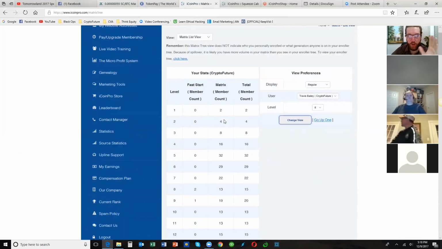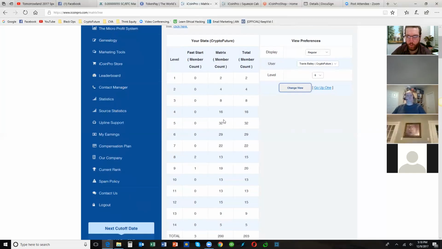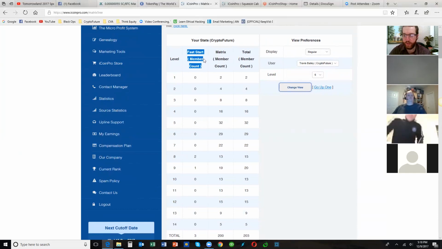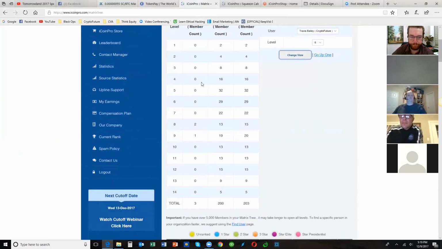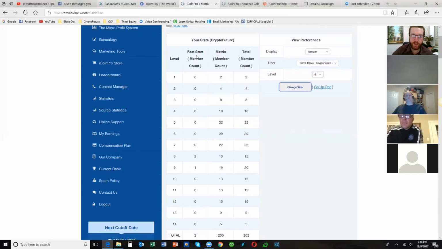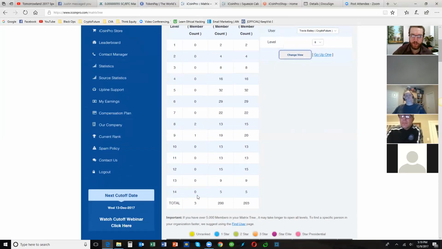So I'll break this down because I was very confused about what this page was for the affiliate marketing side. The fast start member count is for people that are enrolled and pre-enrolled for the new calendar month that we're in. These are people that you haven't been paid on in the monthly membership bonus, because they haven't been in the business long enough to count as your team volume. So all the people right here haven't even been placed in the matrix yet either.